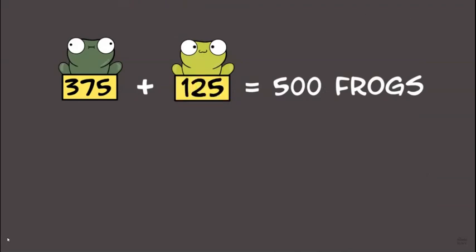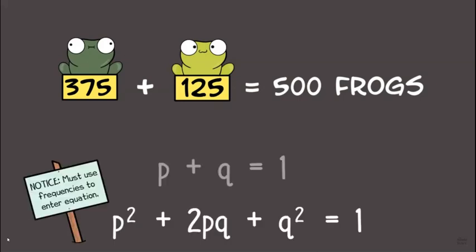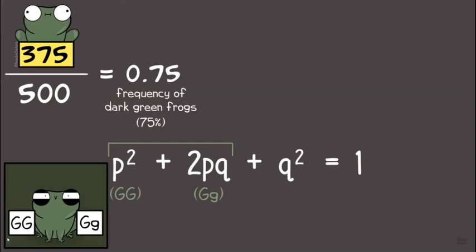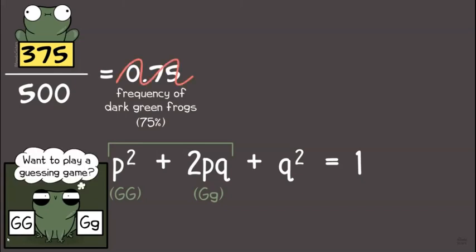That would mean 125 frogs are light green since there are 500 frogs total. But I can't use whole numbers like that, as both of these equations ultimately are equal to 1. I need frequencies for these equations. Now, I could say 375 dark green frogs out of 500 total frogs is 0.75, but all I know is that would be the frequency of dark green frogs. The problem is dark green frogs could have genotype big G, big G, or they could have big G, little g. I can't assume they're one genotype or the other, so I shouldn't use that value.